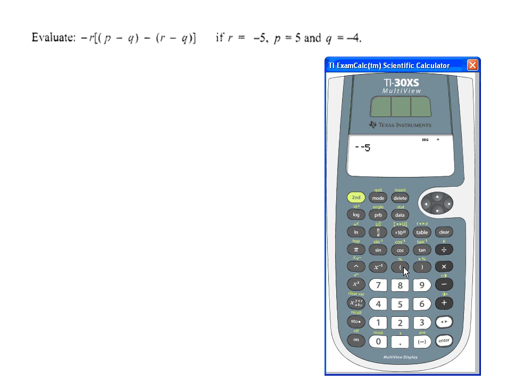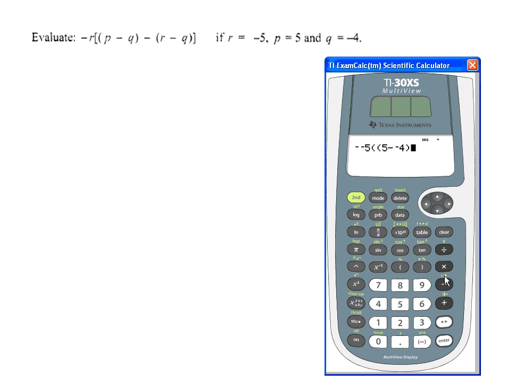Then we'll put the brackets. Well, that's just parentheses. Then it gives me another parentheses. And then P is 5 minus Q, and Q is negative 4. Now you have to make sure that you put a negative here and not another minus sign. And then for this minus sign, you have to make sure it's a minus sign and not a negative. So you have to keep these separate. Then we'll close out our parentheses right here.